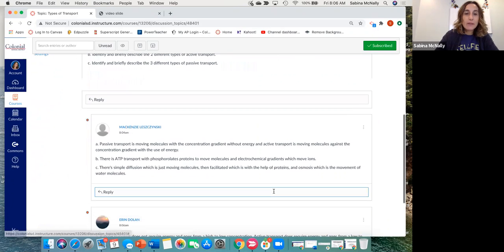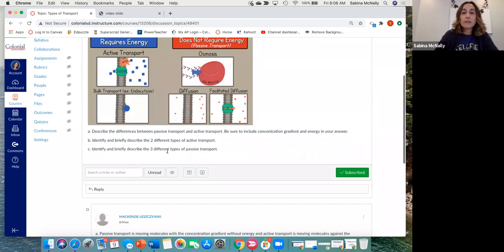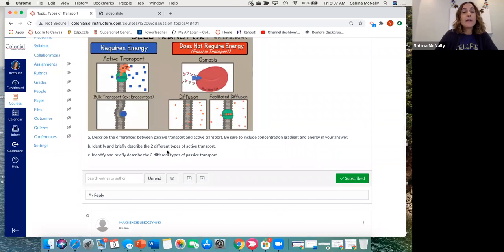Let's see what Mackenzie said here. Passive transport is moving molecules with the concentration gradient. That's good. You can say down the concentration gradient as well. Without energy. Active transport is moving molecules against the concentration gradient with the use of energy. Perfect. Okay, I like that. It was very nice. Does anyone have any questions on A? Nice work, Mackenzie.